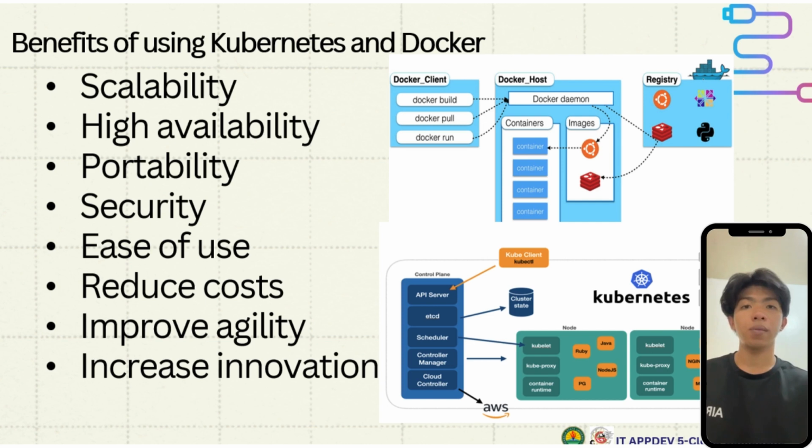So number 6 is the low cost. By leveraging Docker for containerization and Kubernetes for orchestration and organization, it can optimize resource utilization, ultimately leading to reduced infrastructure costs and improved efficiency across the deployment cycle.